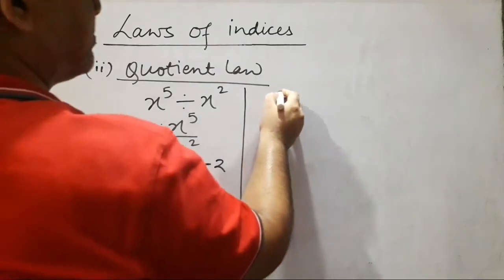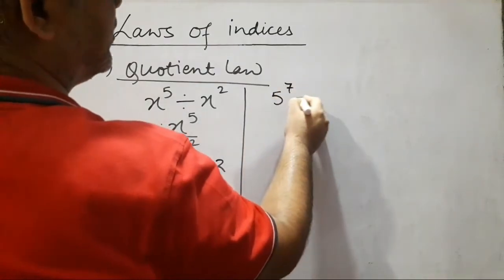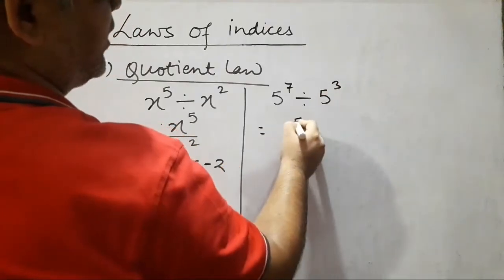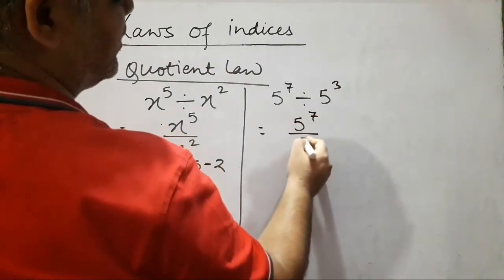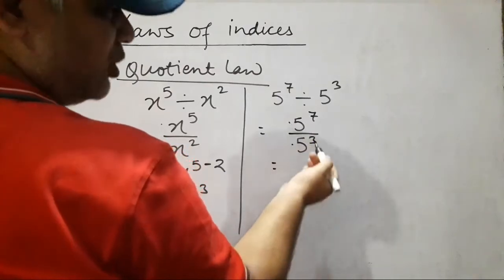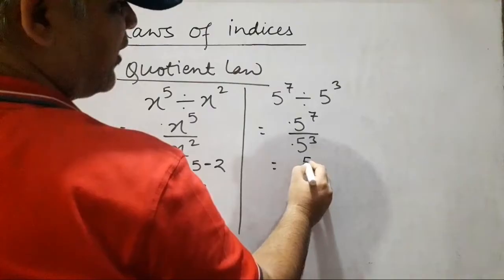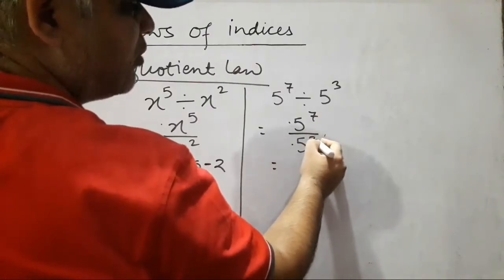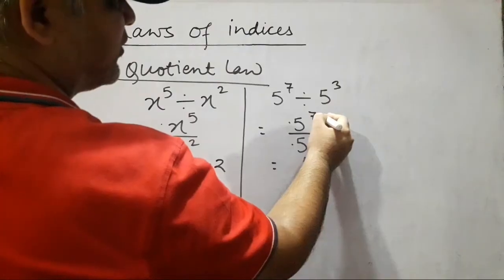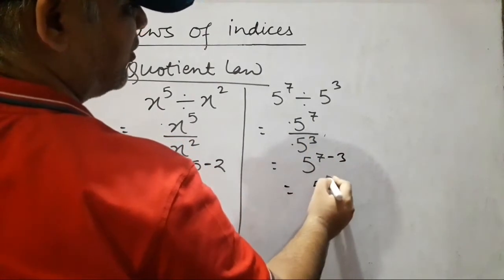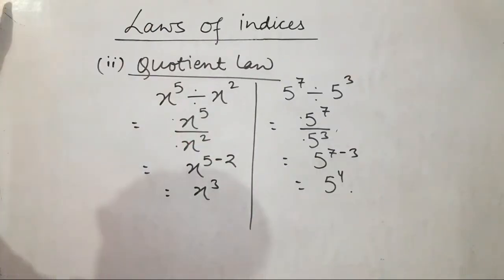Similarly, 5 power 7 divided by 5 power 3. We can write it as 5 power 7 by 5 power 3. Since bases are same, we shall subtract the powers. 5 power 7 minus 3. The 3 will be subtracted from 7. 5 power 4.